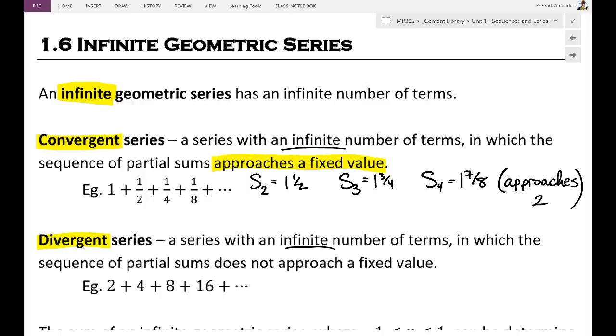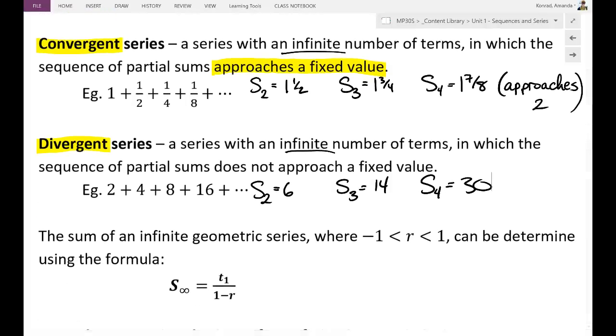So if we do the same sort of steps as we did for example 1, we take the sum of the first two terms, that's going to be 6. The sum of the first three terms is 14, and the sum of the first four terms is going to be 30. Well, these numbers are not getting closer together. They are getting farther and farther apart, which means it is divergent. It's diverging, it's spreading out, it's getting bigger differences between each sum.